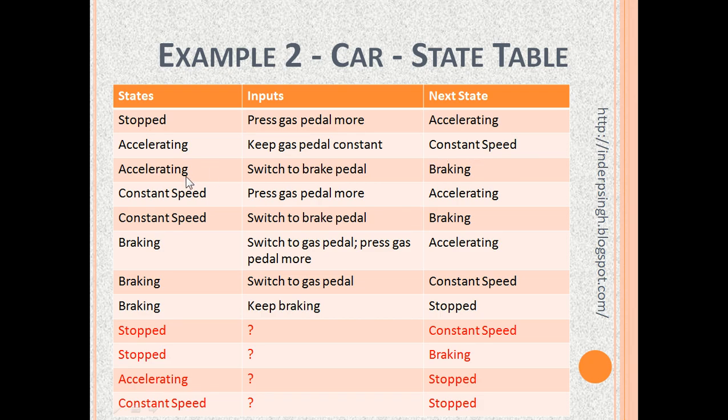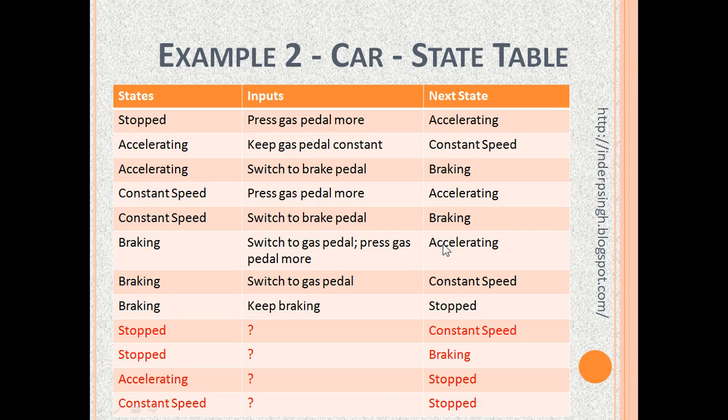From the accelerating state, we can go to the braking state by just switching from the gas pedal to the brake pedal. Also from the constant speed state, we can increase the speed of the car by changing to the accelerating state. From the same constant speed state, we can change to the braking state by switching to the brake pedal. From the braking state, we can go to the accelerating state.